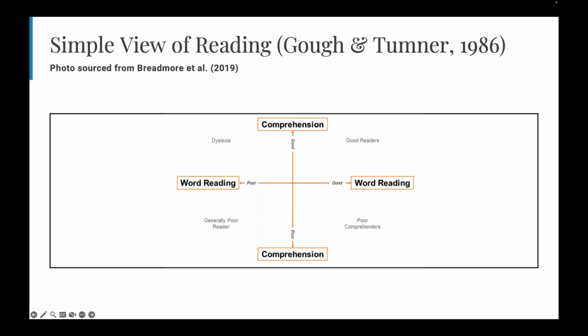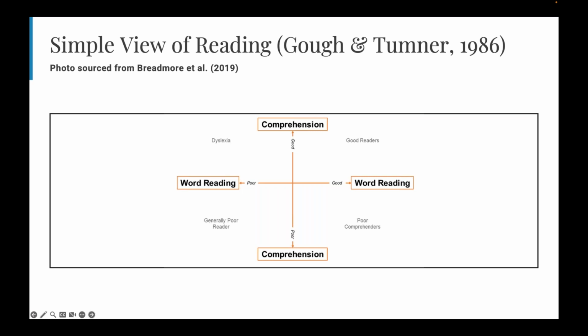I'm adding in the simple view of reading just for anyone that is listening who is not familiar with it. It's one theory that I found to be very, very helpful in thinking about the skills that contribute to early reading comprehension skills. If you're not familiar with this theory, the simple view of reading states that reading comprehension ability is determined by the interaction between someone's decoding skills, so now we're thinking about the ability to accurately and fluently decode written words, and their language comprehension skills, which would lend themselves to being able to understand the meaning of written text.